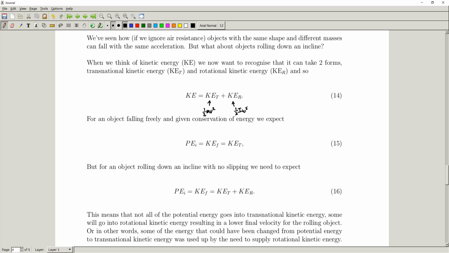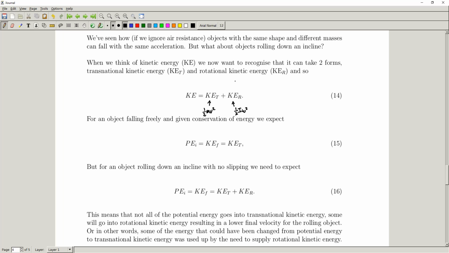So whenever we think of kinetic energy now, we want to be thinking of it not just as translational kinetic energy, but that the total kinetic energy could have some translational part, some kinetic energy T, but also some rotational part, some kinetic energy R also associated with it, okay? So always think about kinetic energy as kinetic energy of translational motion, but also potentially as rotational kinetic energy.